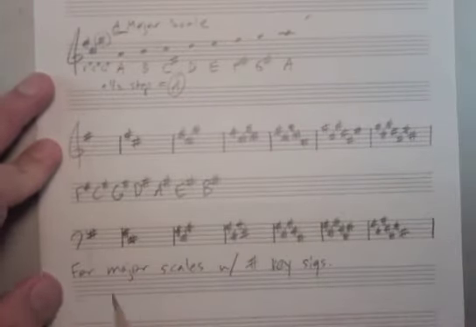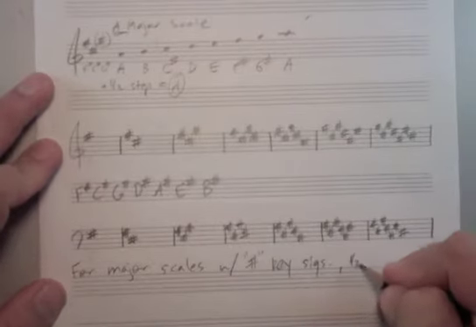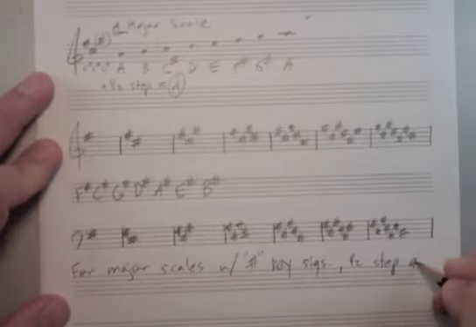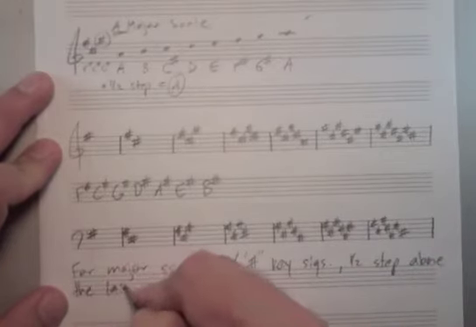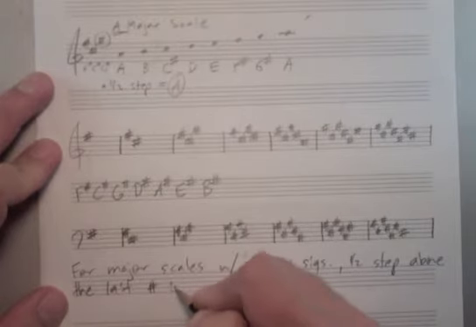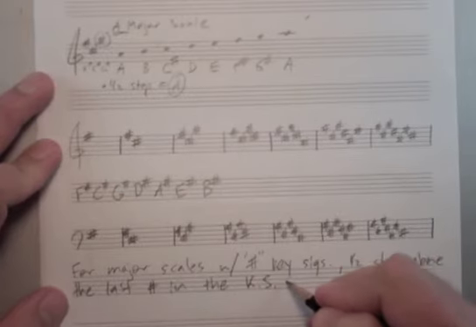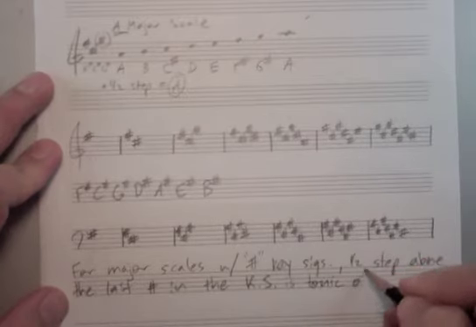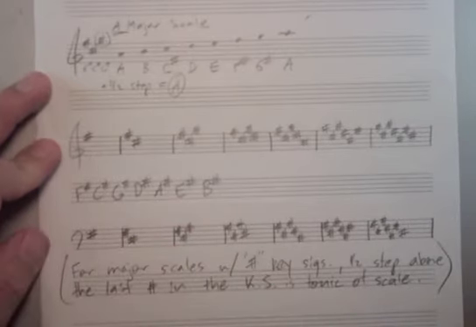So to complete the rule down here, for major scales with sharp key signatures, a half step above the last sharp in the key signature is the tonic of the scale. So this is the rule for sharp key signatures.